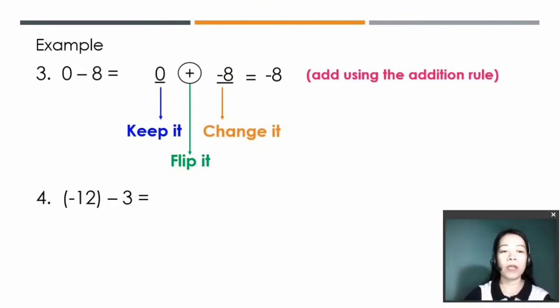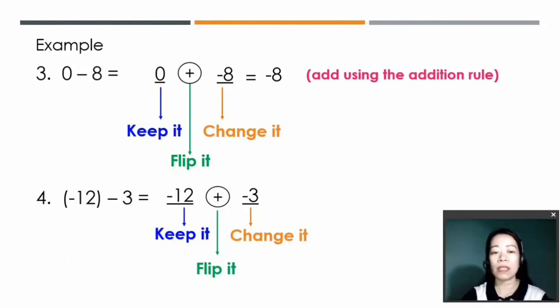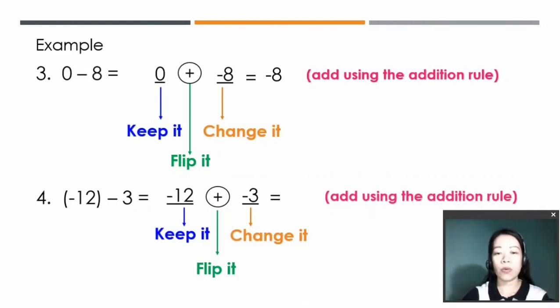And last, number 4, negative 12 minus 3 equals blank. So keep it, keep the first integer, flip it. So i-change, subtraction magiging addition, and change it. Change the second integer to its opposite. So yung positive 3, naging negative 3. Then add using the addition rule. So, since pareho lang ang sign ng dalawang integers, just add the numbers and copy the sign. So, 12 plus 3 equals 15. Then, copy negative, magiging negative 15.